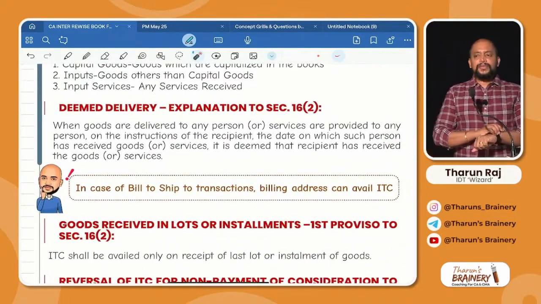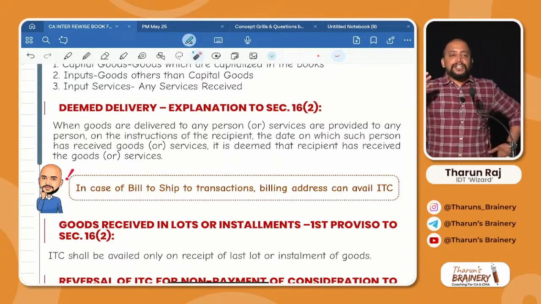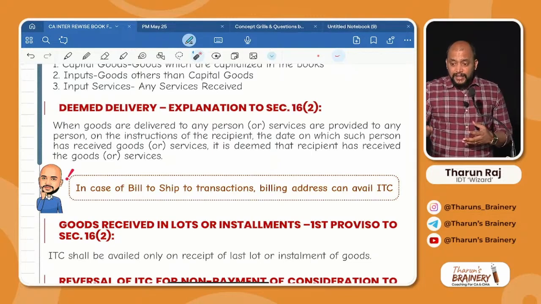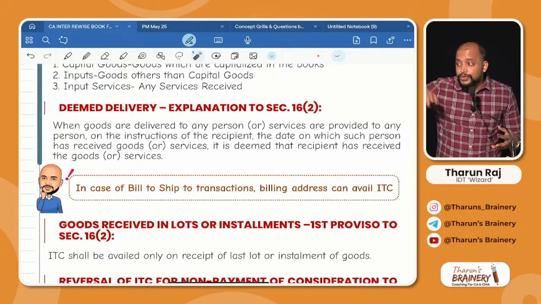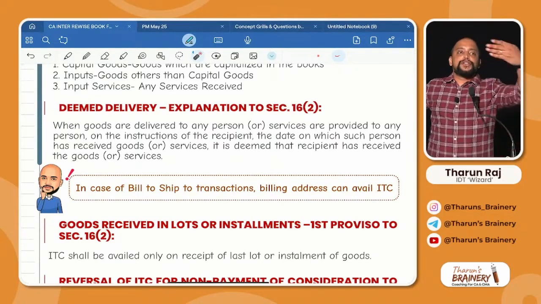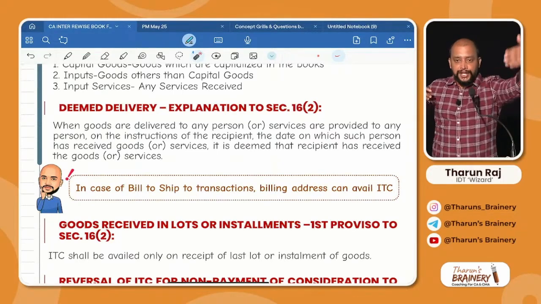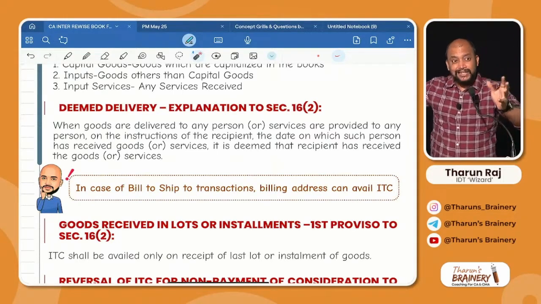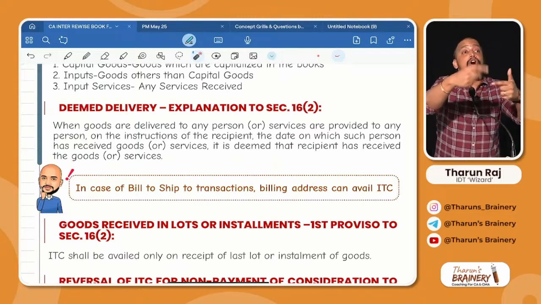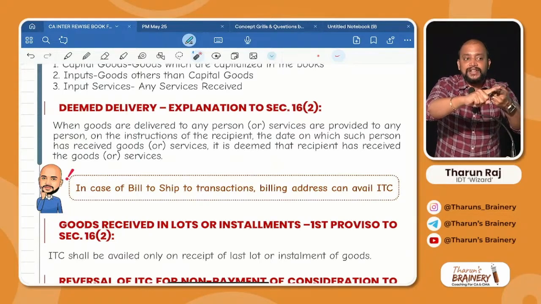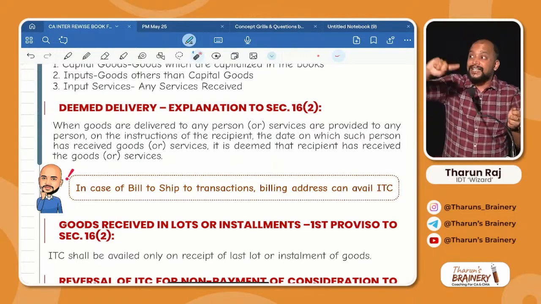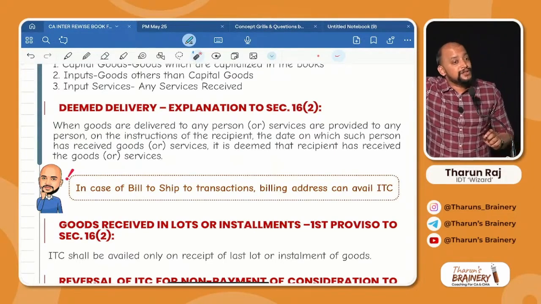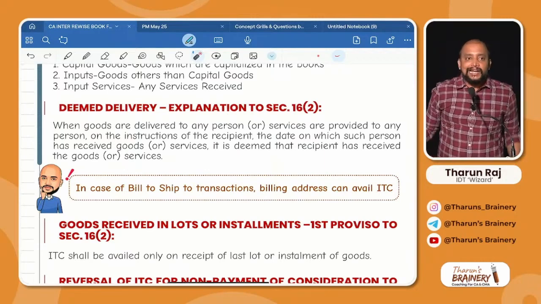Listen. You are placing an order with me, so I raise an invoice to you, but you are asking me to deliver the goods to a third person. I am raising the invoice to you, a registered person, but you are asking me to deliver the goods to a third person. In that case, you cannot take ITC because you have not received the goods. One of the conditions for availing ITC is that you should have received the goods. The third person also cannot take ITC because even though they received the goods, the invoice is not in their name. So then who will take ITC?